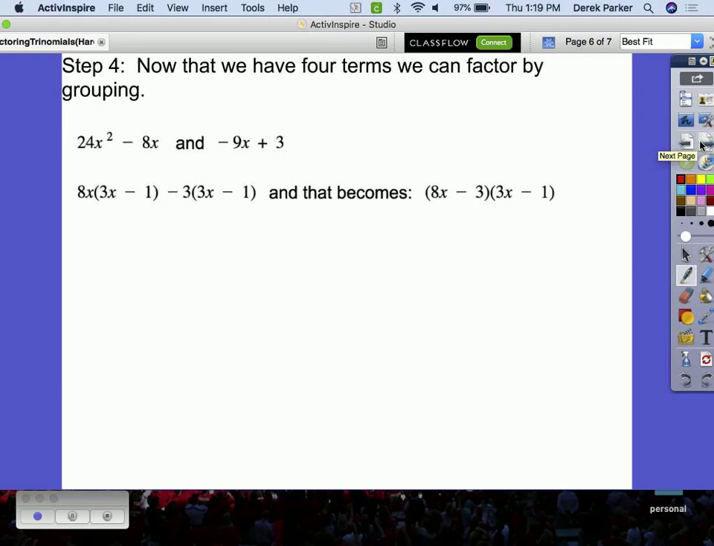Now that we have the 4 terms, we can factor by grouping. 24x squared minus 8x, and negative 9x plus 3. We factor out the common factor. In this case, the 8x comes out, and you get 3x minus 1. And in the second one, a negative 3 is in common, and we get 3x minus 1. And that becomes 8x minus 3 times 3x minus 1.